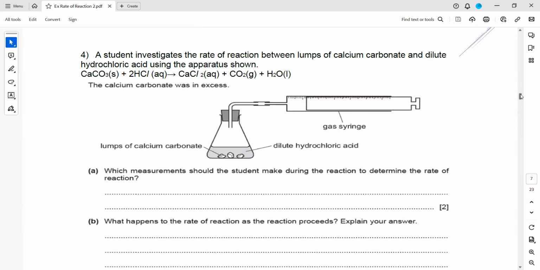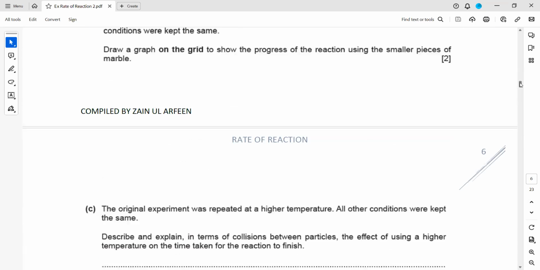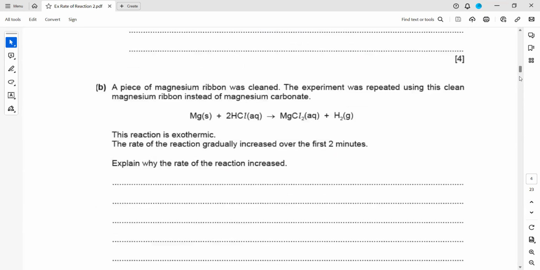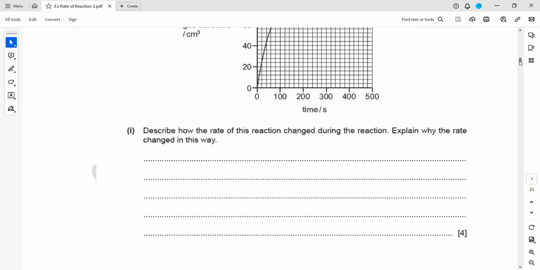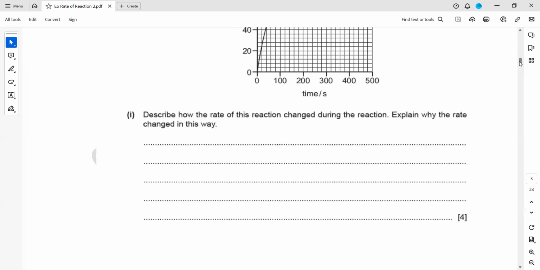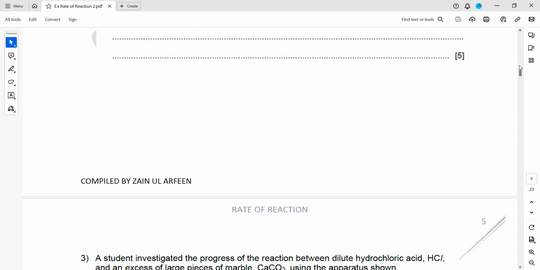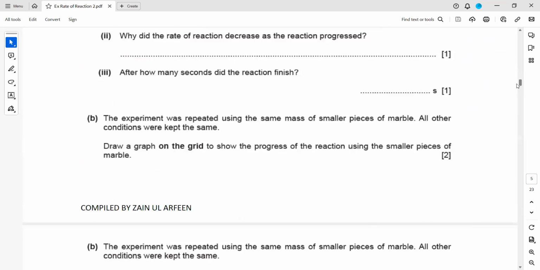When you check, here it's worth 3 marks. The same question, like part B. What happens to the rate of reaction as a reaction proceeds? 3 marks. Here, how does the shape of the graph show that the rate of reaction decreases? 1 mark. Here, describe how the rate of this reaction changes during the experiment. 4 marks. So, same question, similar answer, a structured answer should be there. Don't write stories.